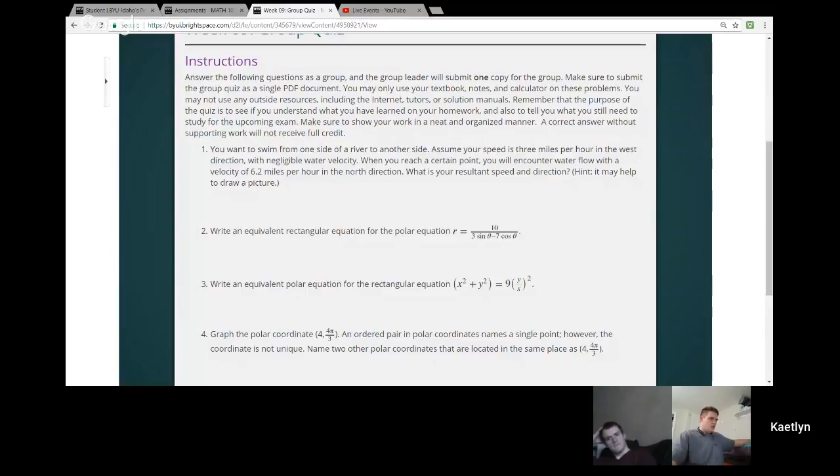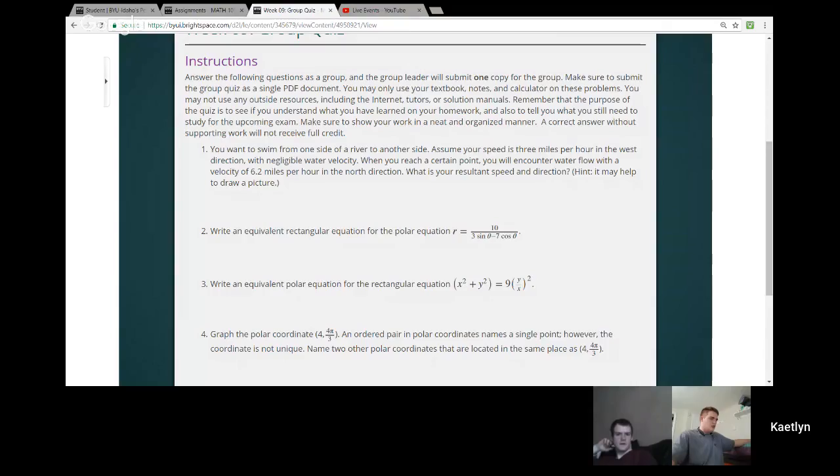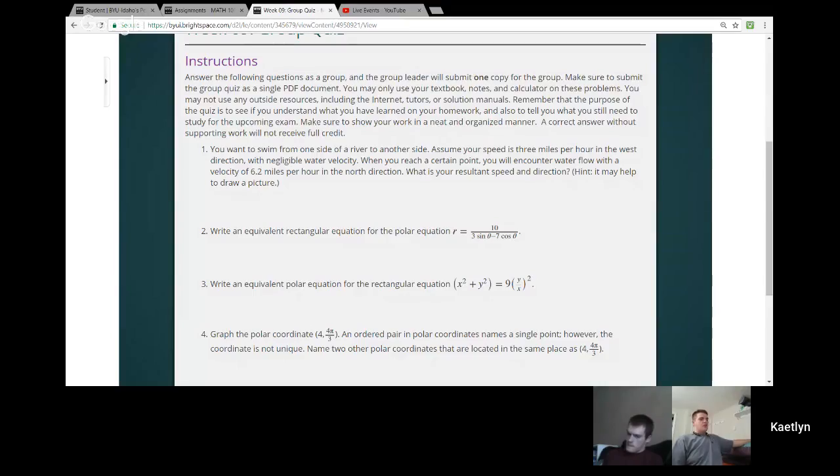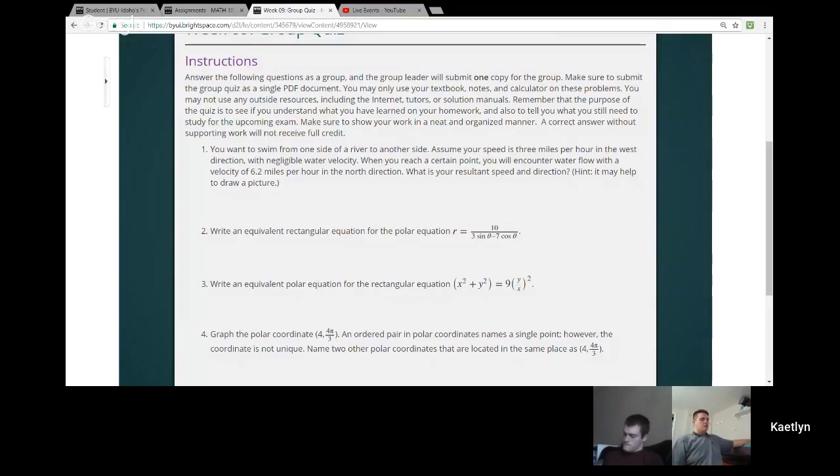No, it wouldn't. But I think they want it with sine and cosine, don't they? Most likely. So r squared equals 9, and r times sine theta all over r times cosine theta, square rooted.